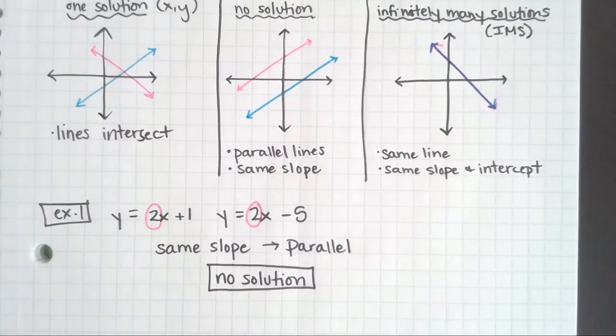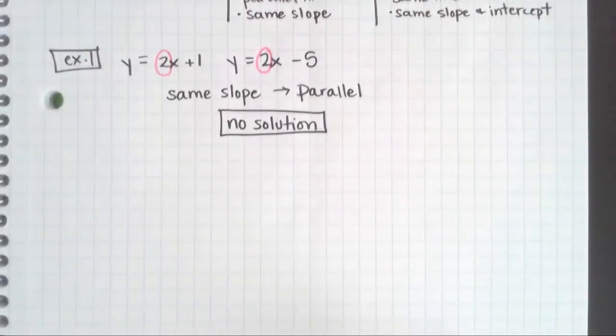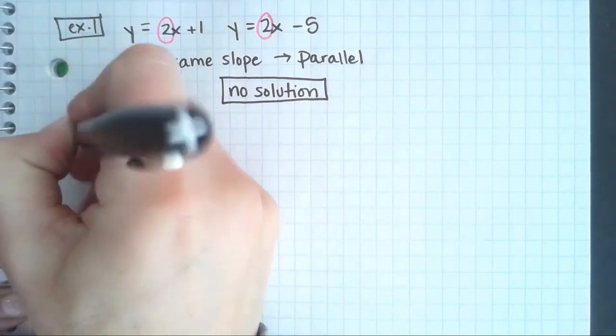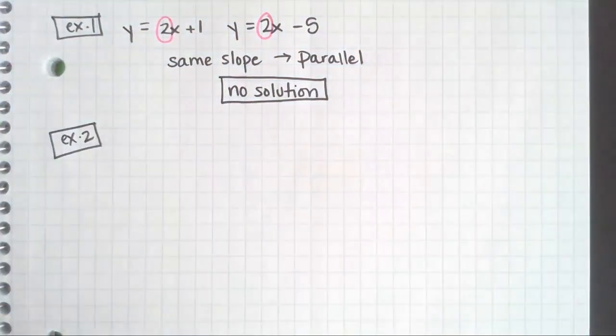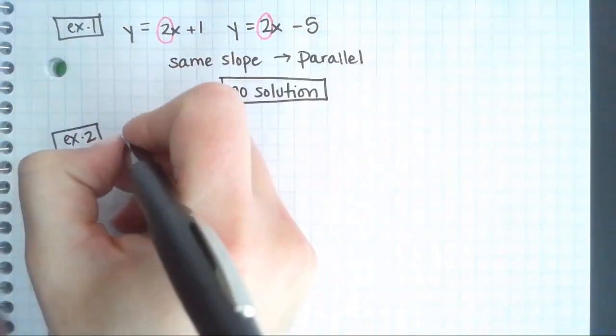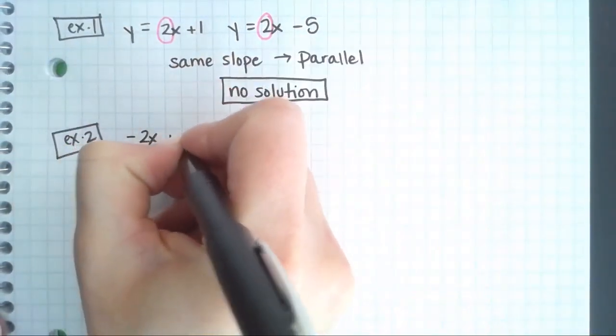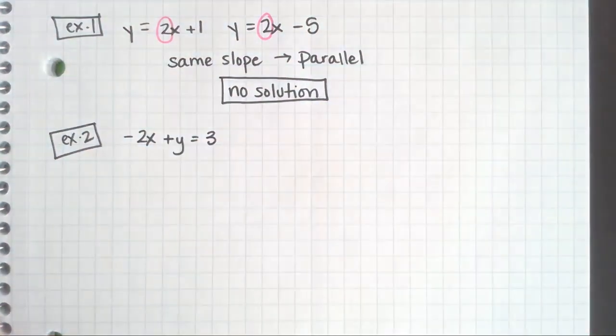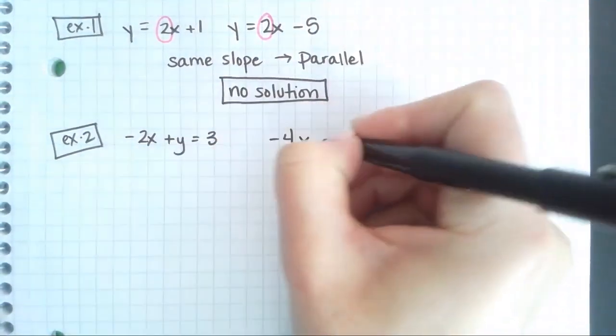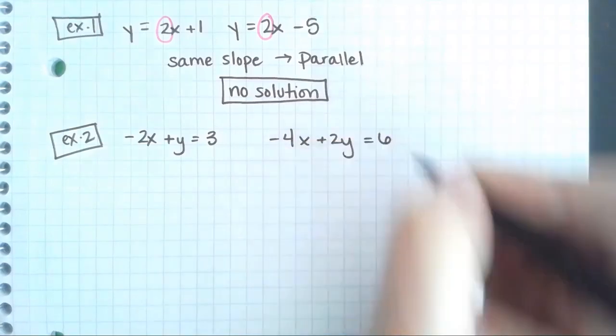Okay? So like that's pretty easy when they give that to you and when you can see it in slope-intercept. If it's not in slope-intercept, get it in slope-intercept so you can see the slopes. Okay? Example 2. This one says solve negative 2x plus y equals 3. Negative 4x plus 2y equals 6.